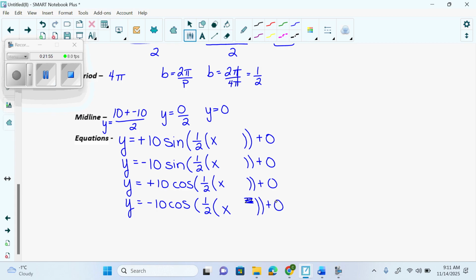So our A's were the same, our B's were the same, our D's were the same, because our midline doesn't change depending on what graph we have. It's the same line that cuts the graph in half. Okay? And we're going to flip over.